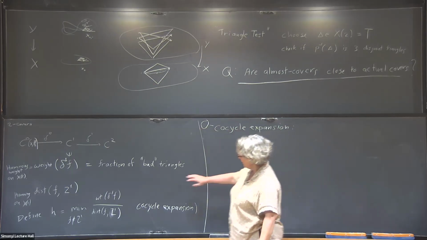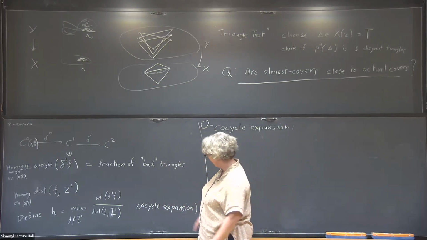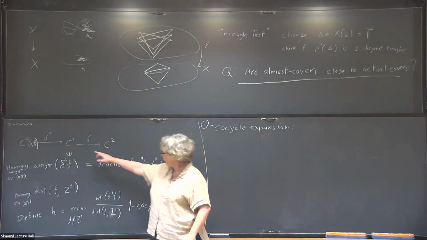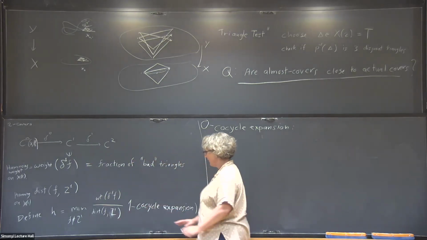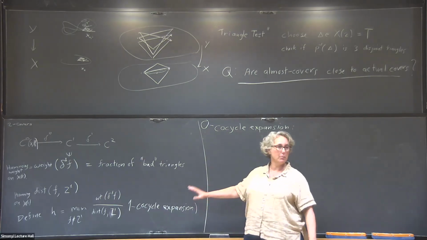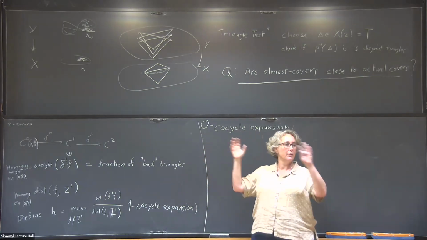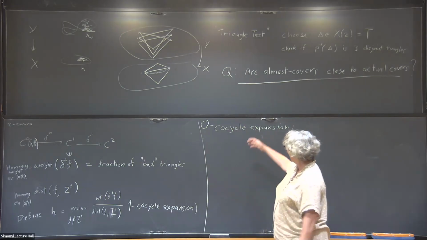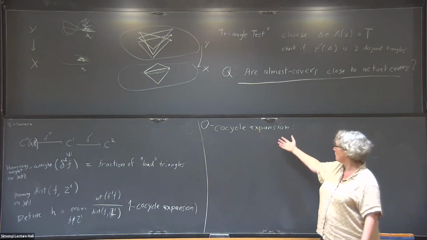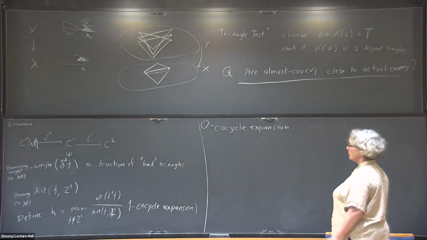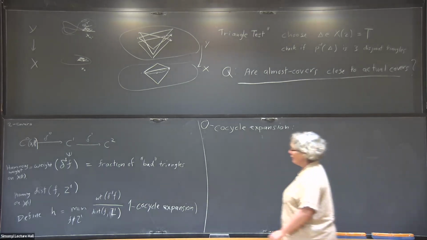So the upshot of this is that one cocycle expansion, meaning when we talk about one chains, corresponds exactly to cover stability, to having the property that when you have an approximate cover, you're close to an actual cover. What is zero cocycle expansion or coboundary expansion? This corresponds exactly to edge expansion. So let's see that.